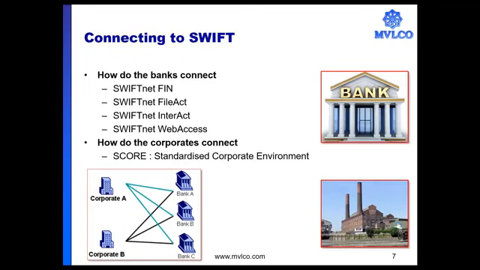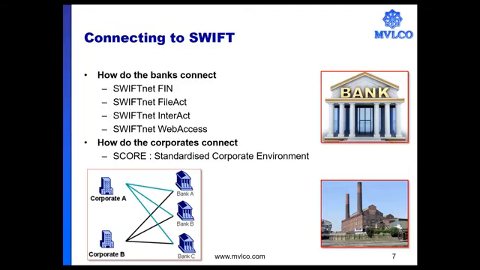SCORE in the current form was introduced in January 2007. Using this score, a corporate can communicate with any bank having SWIFT connectivity. However, a corporate cannot communicate with another corporate using the SCORE mechanism. It can communicate only with the bank. To summarize, if a corporate is using SCORE, the recipient must always be a bank.